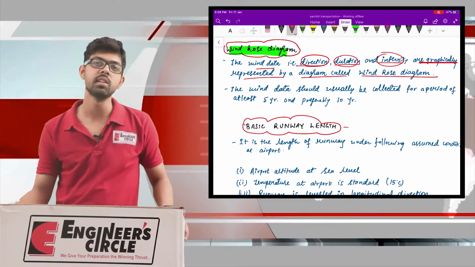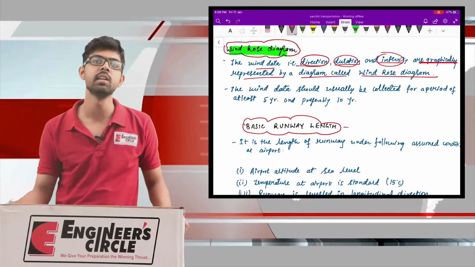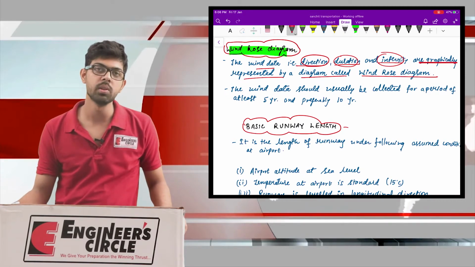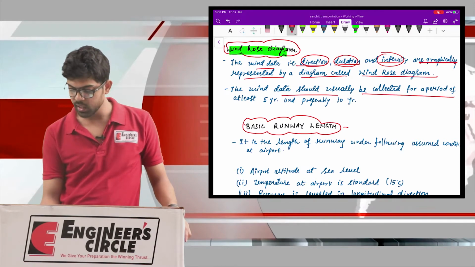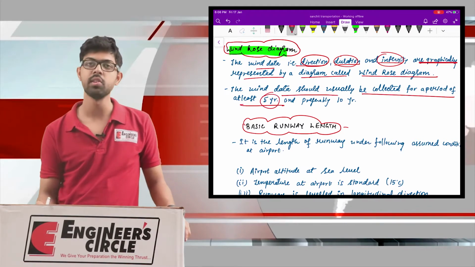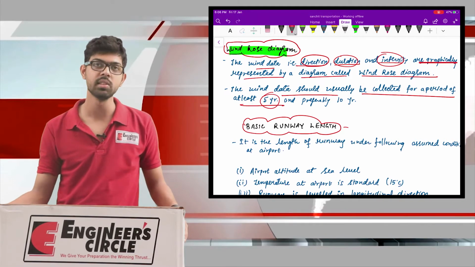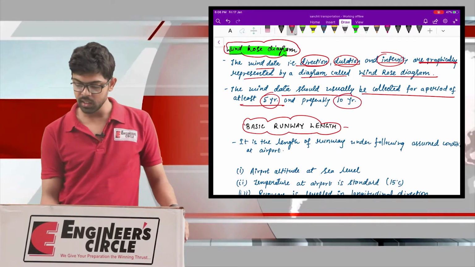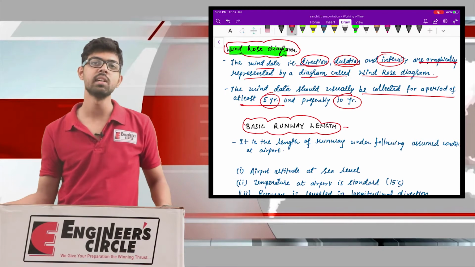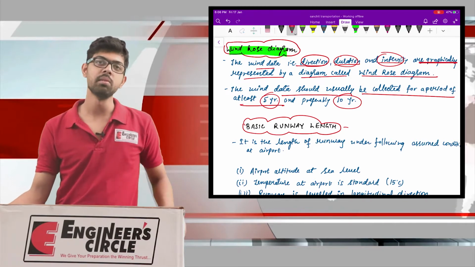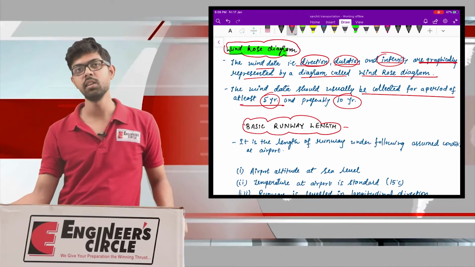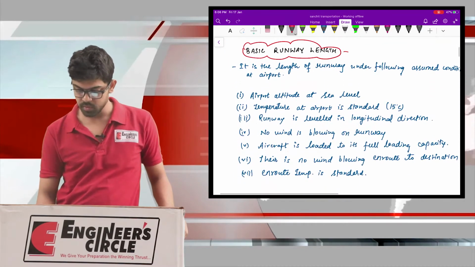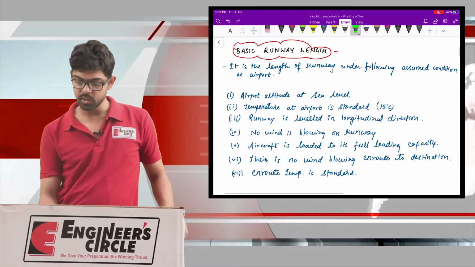So all these graphical wind related data are plotted over the graph known as the Windrose diagram, and this wind data should be collected for a period of at least 5 years. So 5-year data should be available for a given site, and preferably we prefer the 10-year data. If the 10-year data is not available, then the minimum 5-year data should be available for a given site in order to select the runway orientation. Okay, now we are going to discuss what is this basic runway length.